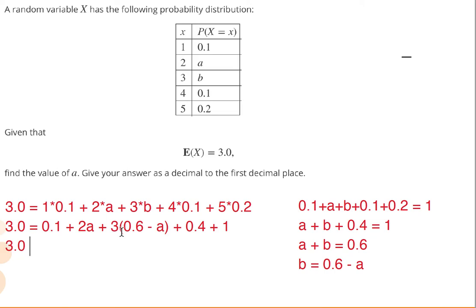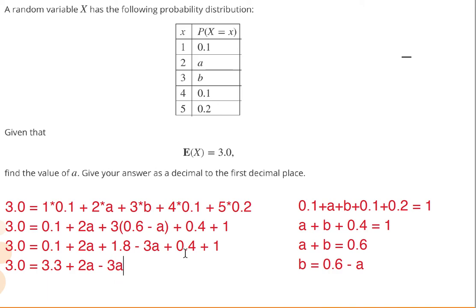Let's use the distributive property first. It's 3 times 0.6, that's 1.8. And then 3 times a, there's our distributive property. Let's clean it up a bit and combine all those constants. So 0.1 plus 1.8 is 1.9. 1.9 plus 0.4 is 2.3. So that's 3.3.